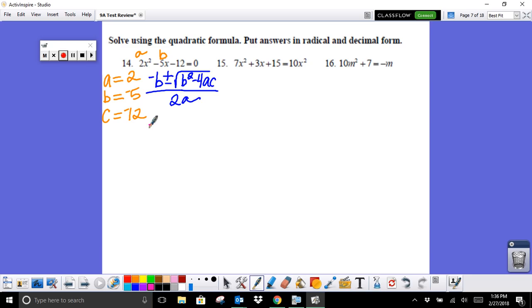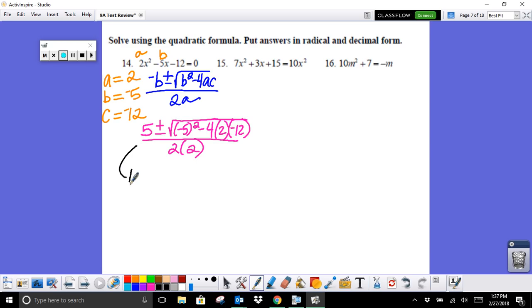So the opposite of B, that would be 5 plus or minus the square root of B squared. Make sure you put this in parentheses right here, or you will get it wrong. So negative 5 squared minus 4 times 2 times negative 12 all over 2 times A, which is 2. So when we say we want this answer to be in radical form, that means we want you to simplify everything that you can, everything under the radical.